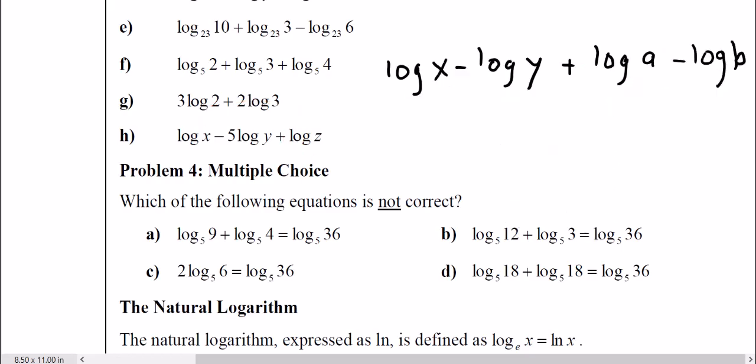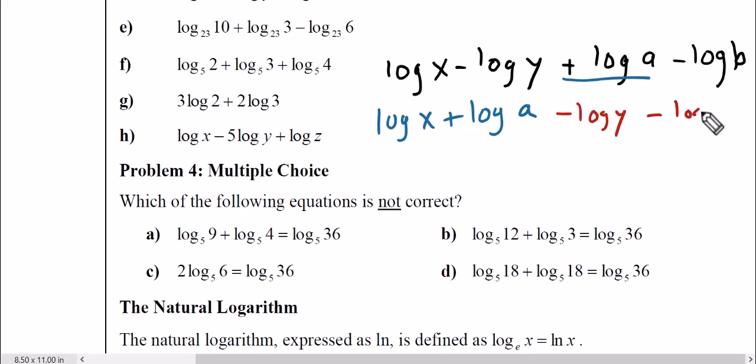So just for kicks, here's a bonus problem, right? And notice how I have a mixture of minuses and pluses. So like I said before, let's move all the pluses to the left. So that's log x and then log a. And then let's go ahead and move all the minuses to the right side. And so that leaves me with a minus log y minus log b. And what happens is that this allows us to figure this out better. We have x and a, they're being added. So that's going to multiply.